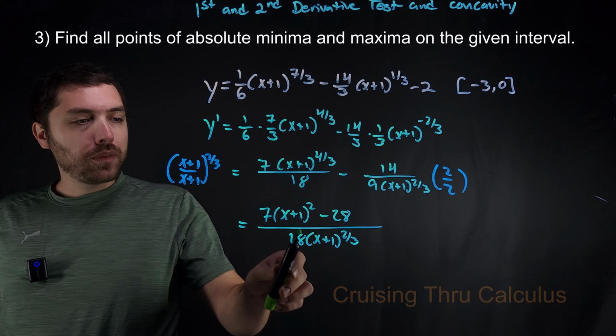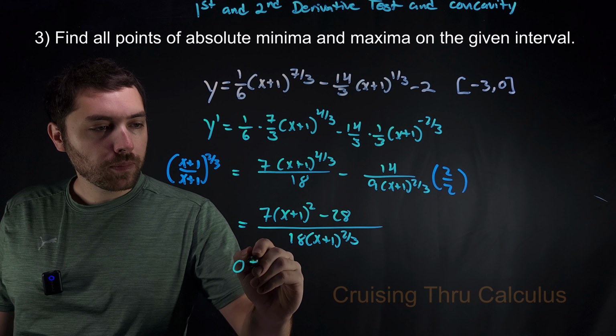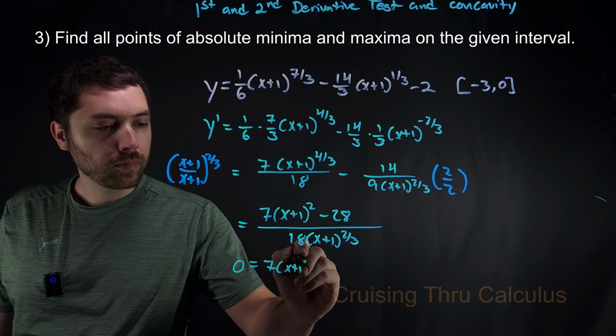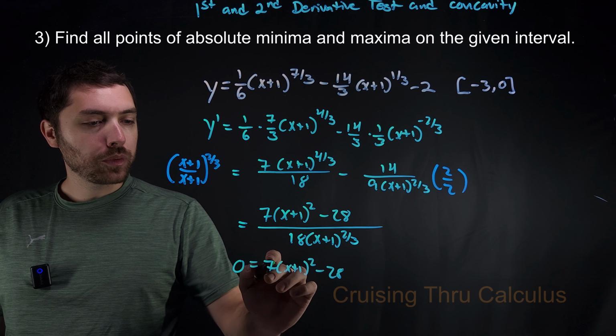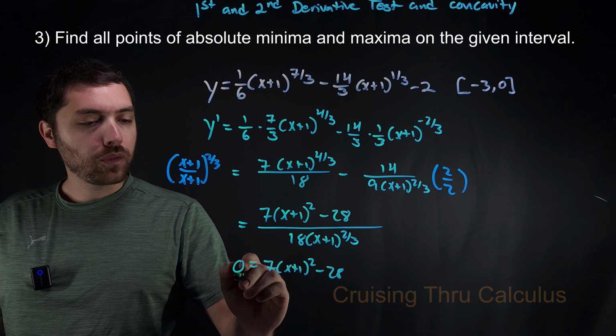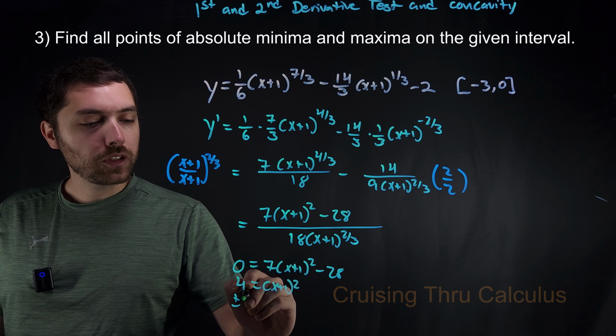To find out what makes the derivative equal to 0, we need only take the numerator and set it equal to 0. So what are we going to do here? We're going to add 28 to both sides. We're going to divide both sides by 7. That's going to give us 4. Then we're going to take the square root of both sides. So that's going to give us plus or minus 2.